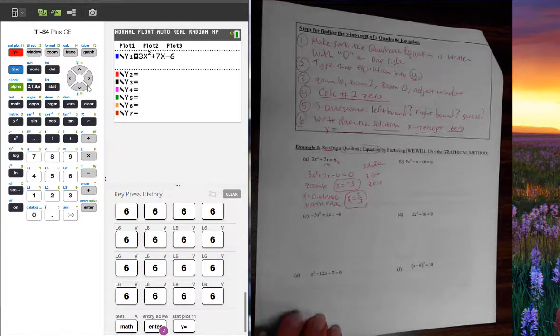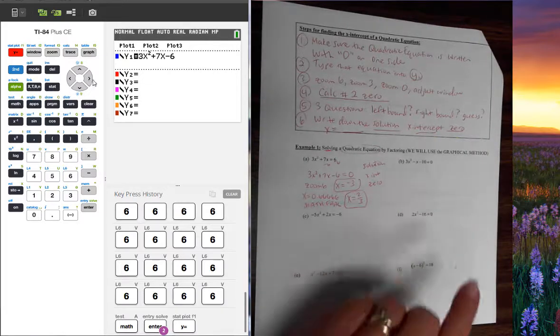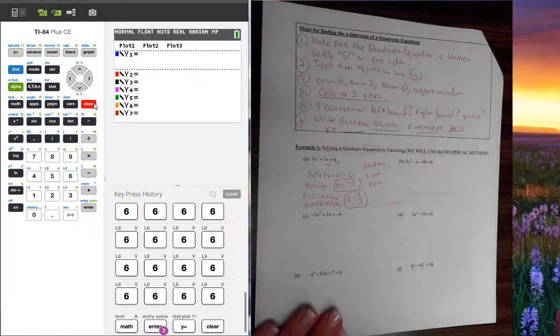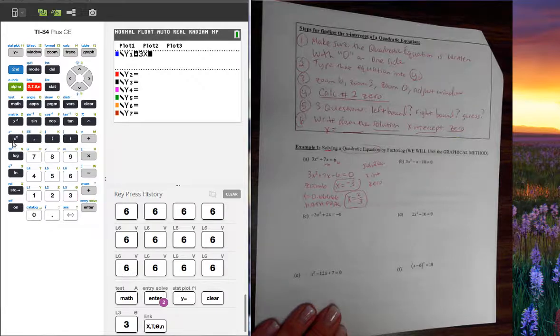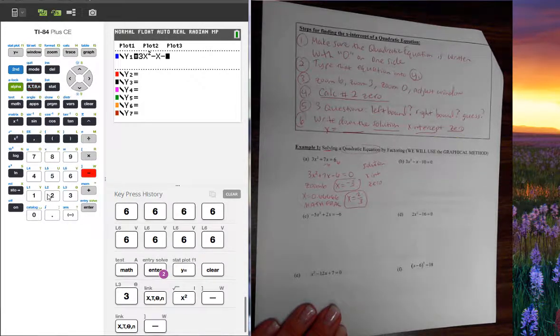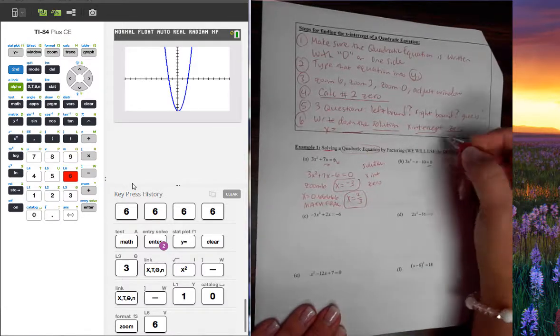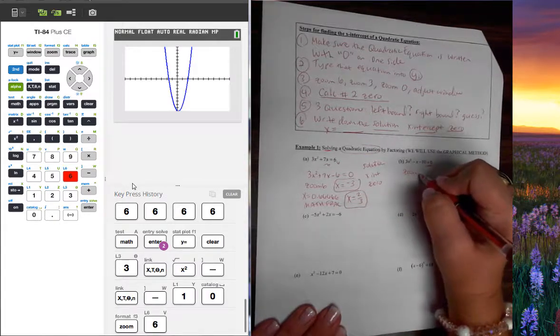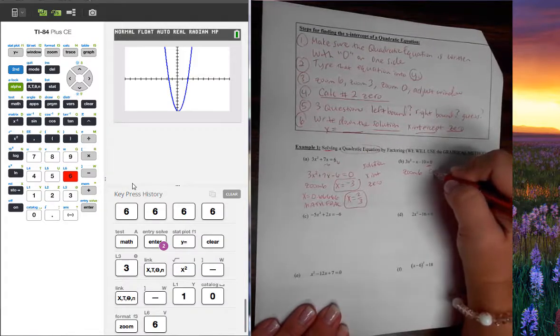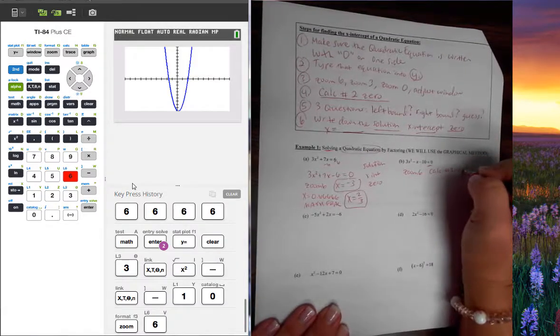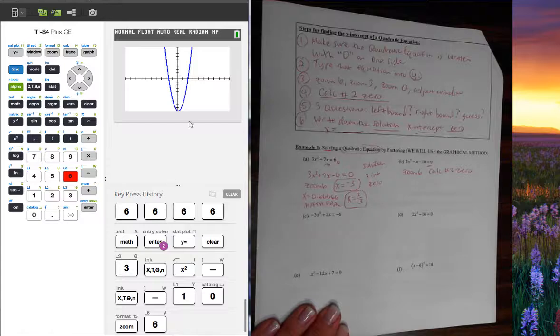Press y equals. The next problem is already solved for 0. So 3x squared minus x minus 10. I'm going to press zoom 6. Has to be solved for 0, so I did zoom 6. And we're going to calculate number 2, the zeros. That's where it crosses the x-axis, and I can see them here, so this is a good picture.